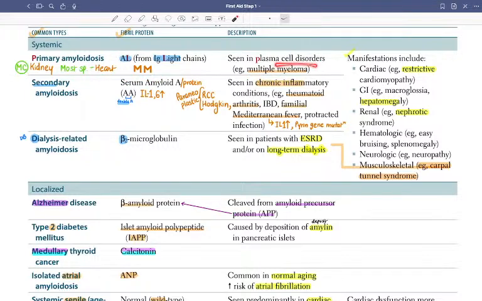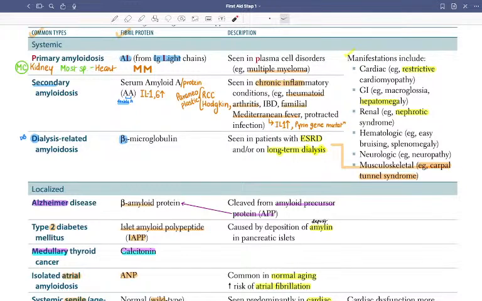Plasma cell disorders. Secondary amyloidosis, AA. This is AL, and this is AA, double A, two times A, so that's why it's secondary. Interleukin 1, interleukin 6. Interleukin 1 is pro-inflammatory, secreted by macrophages and so on.